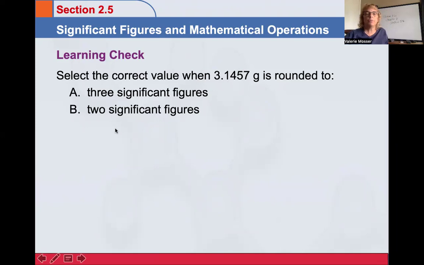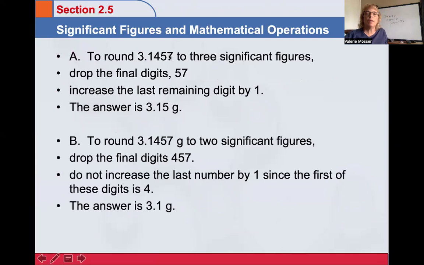So hopefully you paused your recording and took a minute to work on that. To round 3.1457 to 3 sig figs, you would start at the 5 and drop those digits. And since 5 and up gets rounded up, this 4 would get rounded up to a 5, and your answer would be 3.15. To round 3.1457 to 2 sig figs, we would drop this 4 and everything that comes after it. Since 4 is less than 5, we would just drop all of these digits, and the answer would be 3.1.